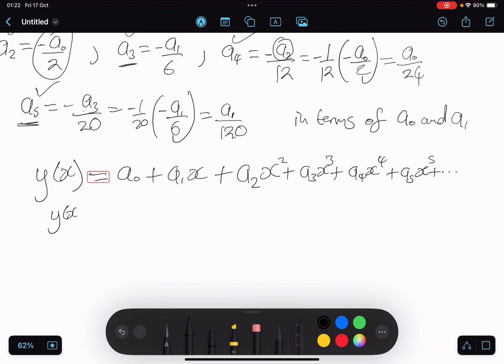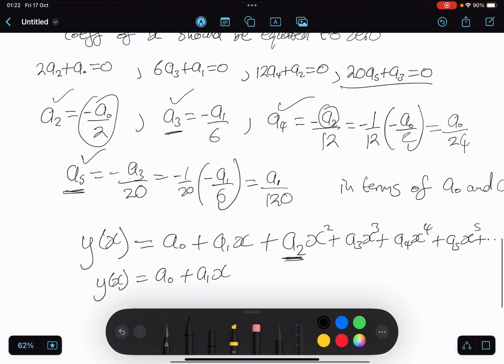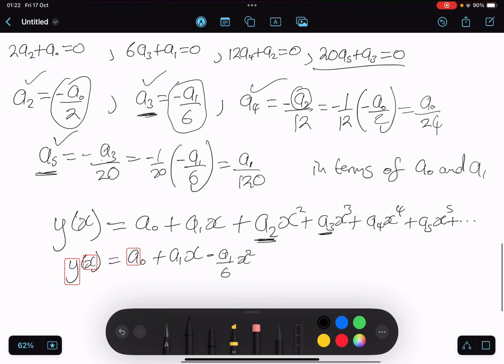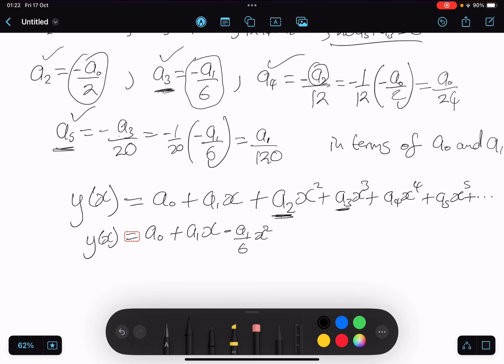So y of x is equal to a0 plus a1x. And then now we have a2 here, but we know that a2 is what? It's minus a0 over 2. So here we're going to have minus a0 over 2 x squared. And then a3 is what? A3, it's minus a1 over 6.